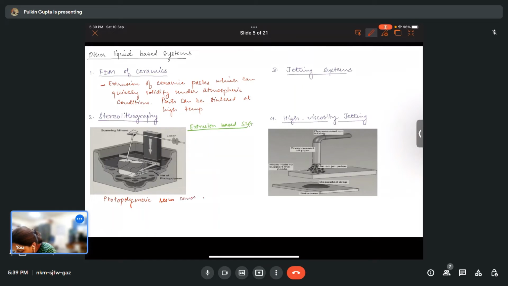The photopolymeric resin comes out of the nozzle to be solidified by laser. Then we have jetting systems. In jetting systems, material is extruded in the form of small droplets, multiple droplets, like in a jet. There are small droplets that are dropped onto the substrate.